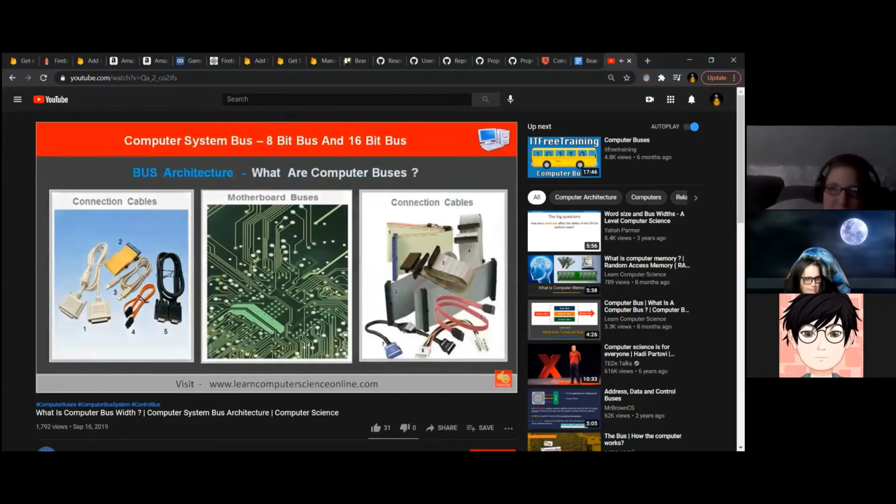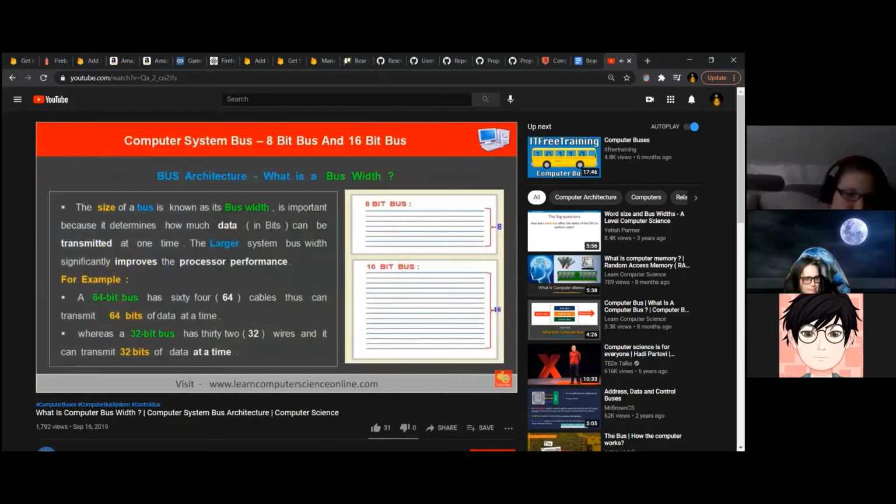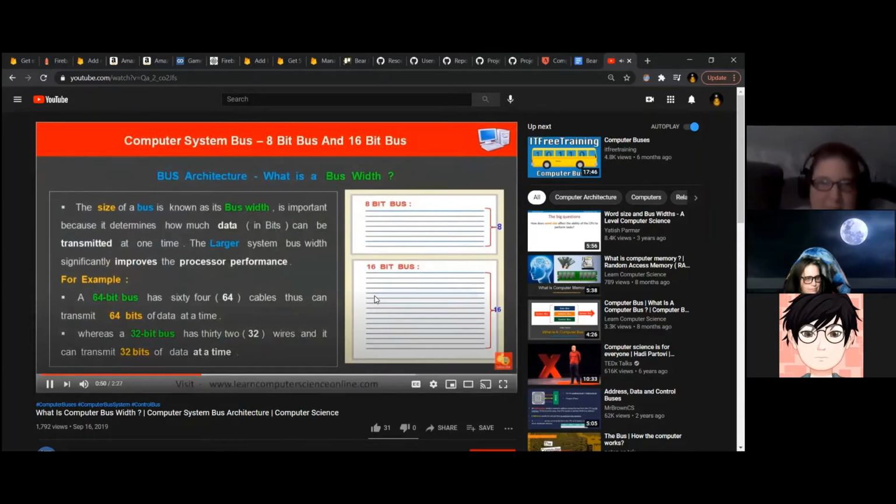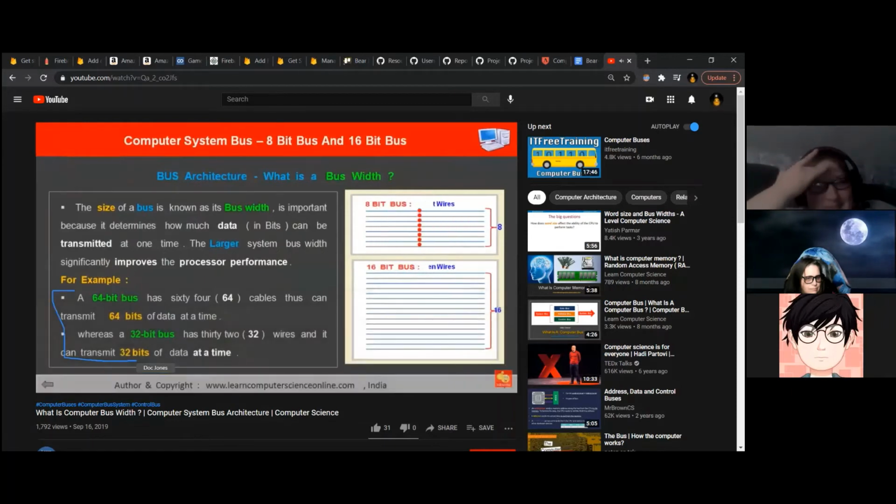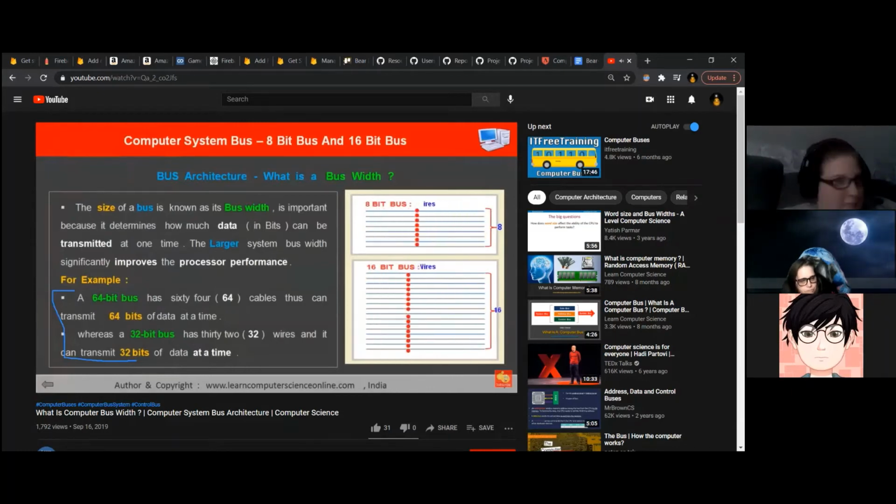The size of a bus can be measured in terms of its bus width. The bus width is an important performance parameter because it determines how much data in terms of bits can be transmitted at one time. The larger the system bus width, the more data will be transferred, which significantly improves the microprocessor performance. Let us consider one example. A 64-bit computer bus has 64 parallel cables, and therefore it can transmit 64 bits of data at a time, whereas a 32-bit bus has 32 wires, and therefore it can transmit 32 bits of data at a time.